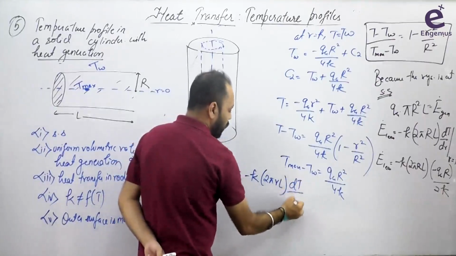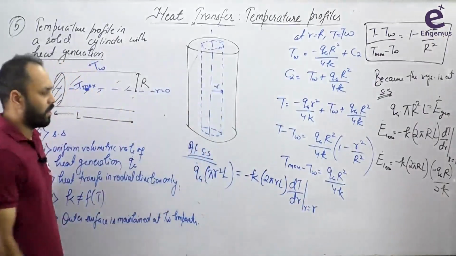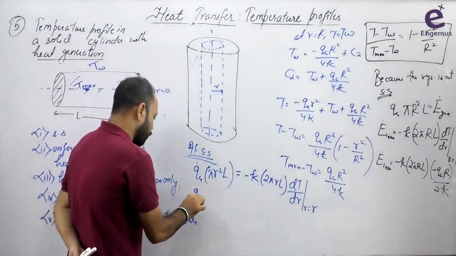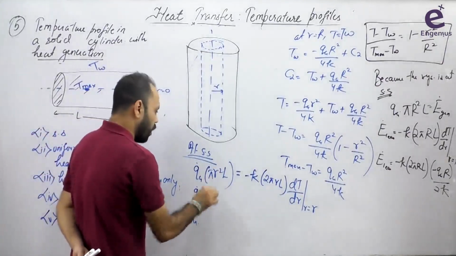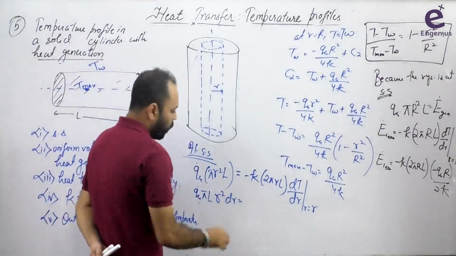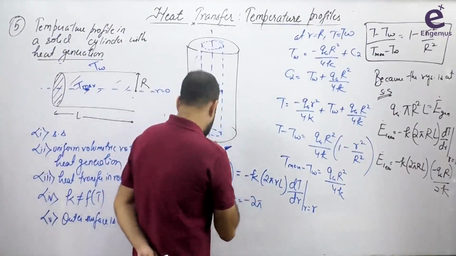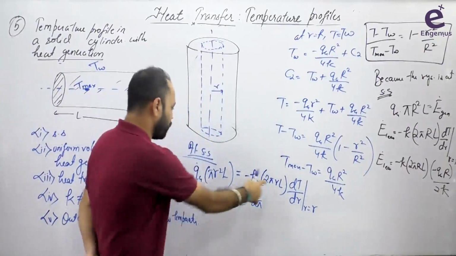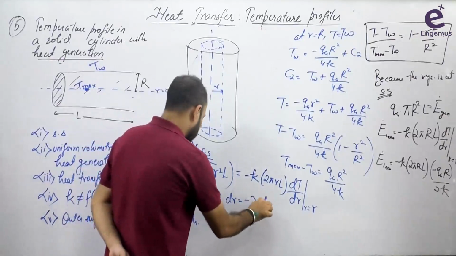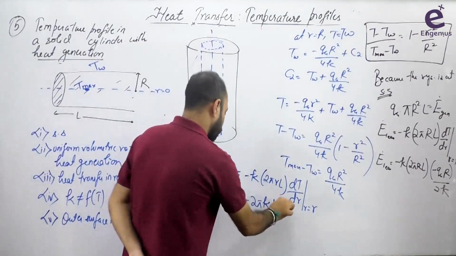And dT by dr at r is equal to small r, because this can be any variable r. r is equal to small r. Put the value. So this is Qg pi L r square. Take dr to this side. r square dr is equal to minus 2 pi K. One r will cancel. This r will be cancelled. So r dr, let us take this, r dr, minus 2 pi K L dT.